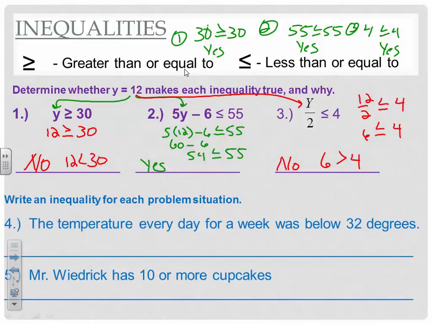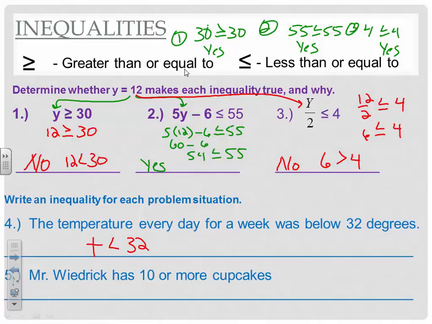So if you would, let's do number 4 together. It says the temperature every day for a week was below 32 degrees. So we don't know what the temperature was, but we know every day for a week it was below 32. So let's just put a T for temperature. And how are we going to write below 32? We are going to write less than.